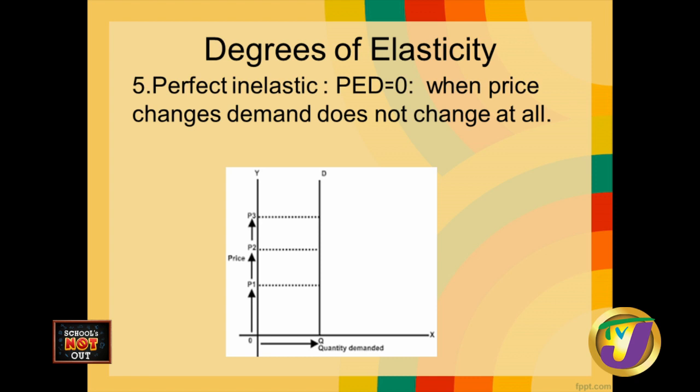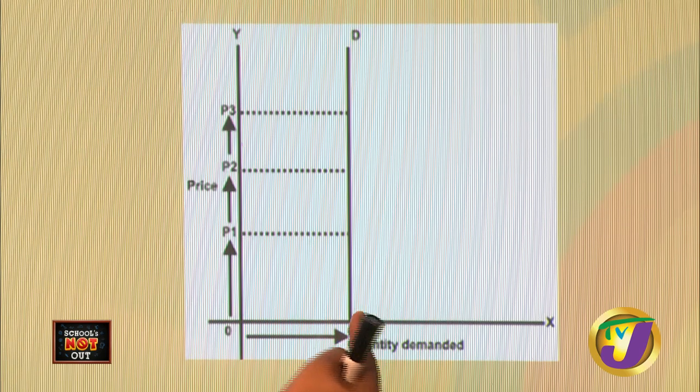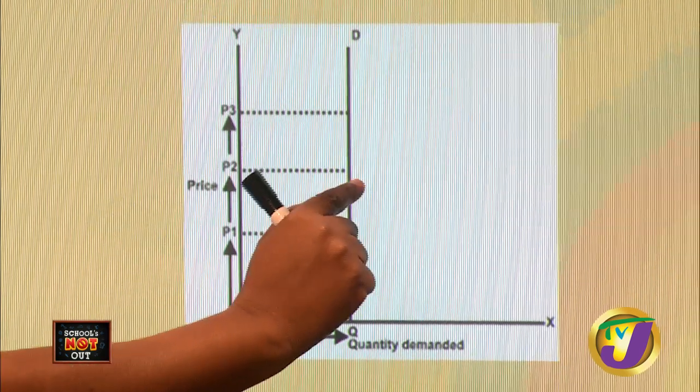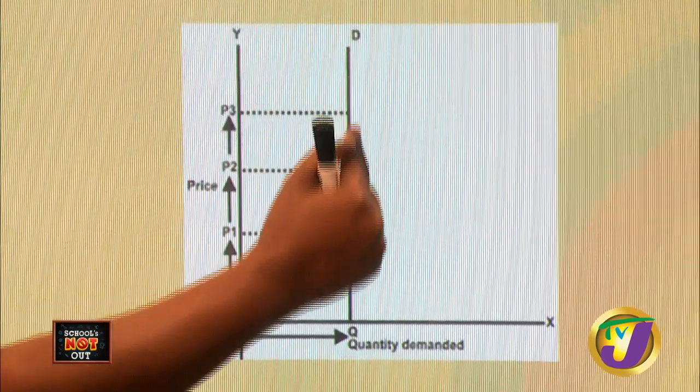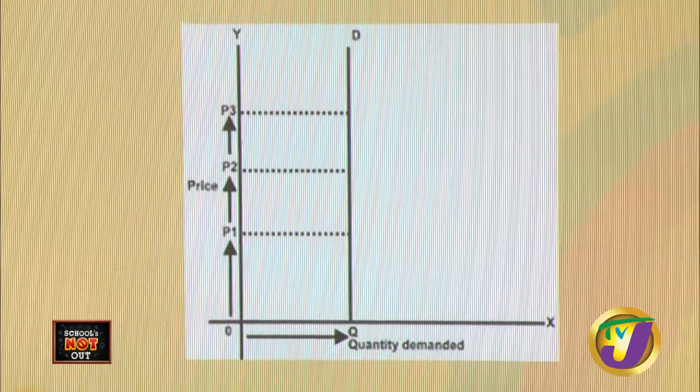And the last one in terms of the degrees is perfectly inelastic. And this now, when the price elasticity of demand is equal to zero, it means that when price changes, demand does not change at all. Now, if you look at the demand curve, it is vertical. And even with the price changes, demand remains constant.